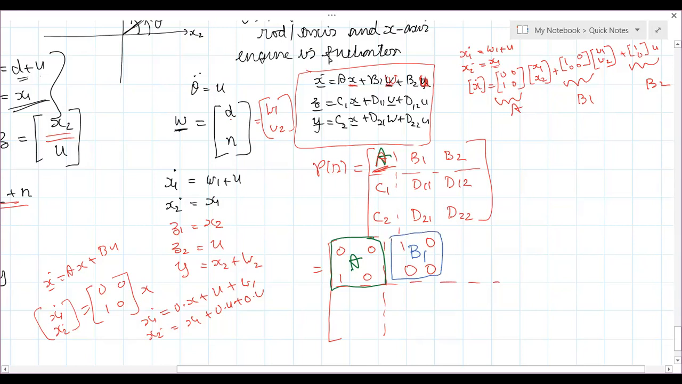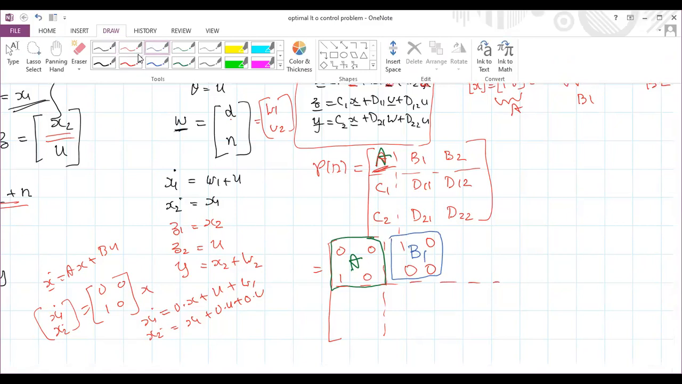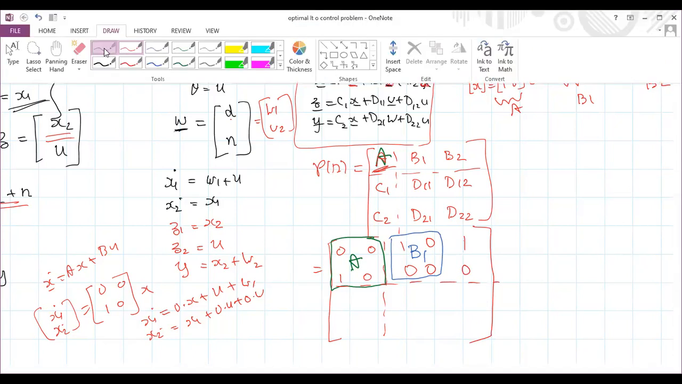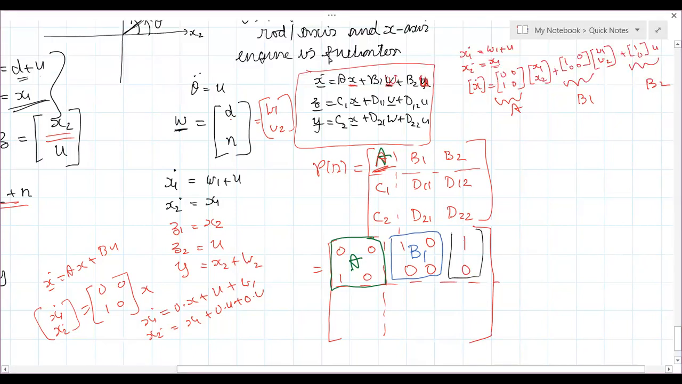Okay, now what next? B2. What is B2? Tell me, what is B2? This 1 0. Okay, so we wrote A, we obtained B1, and finally we are getting B2. Okay, A, B1, B2 that we wrote. Is that clear?